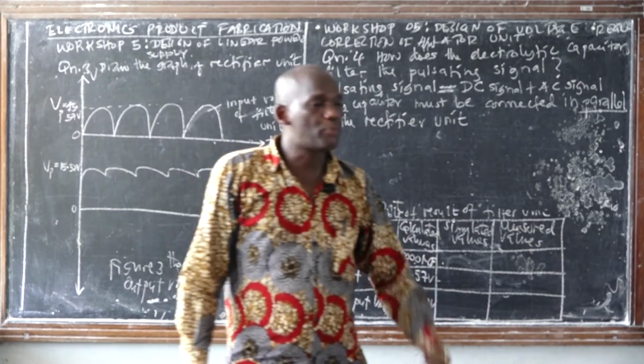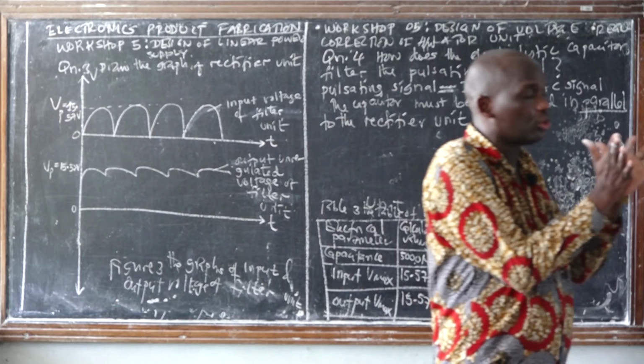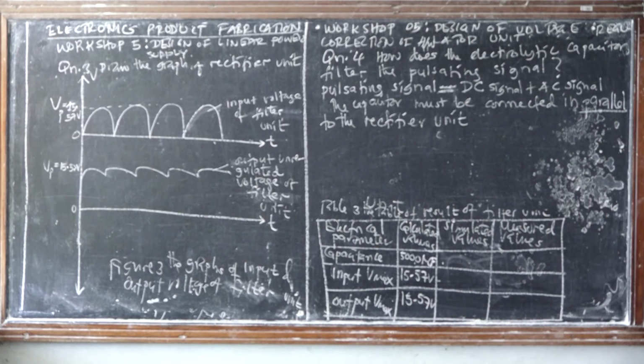Why should it be connected in parallel? In order to establish two routes, so we are going to have a junction. We are going to have what? Yeah, we are going to have a junction.